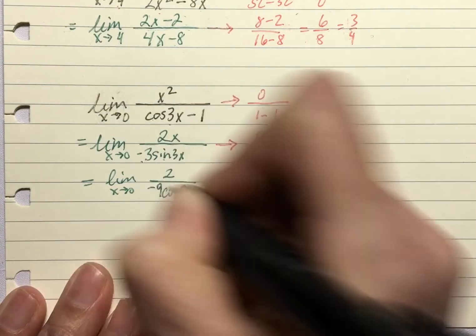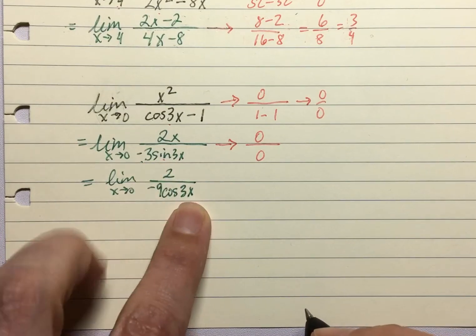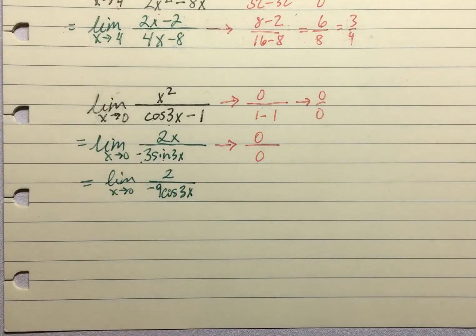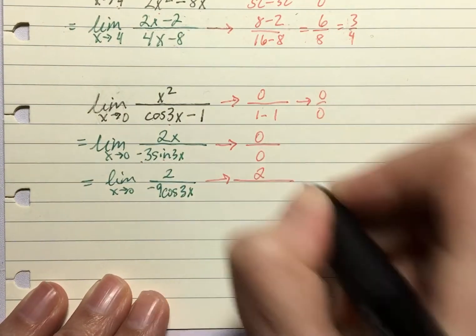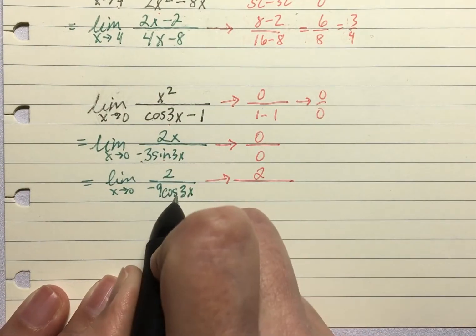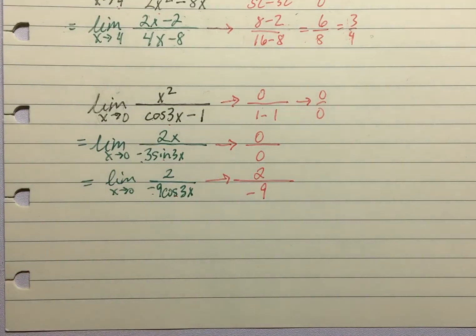So I have a negative 9 cosine 3x, because of that negative 3 from before, and then times the derivative of the inside. So then putting 0 into this guy, I get 2 over, remember cosine of 0 is 1, then times 9, so I have negative 9. So this guy is negative 2/9.